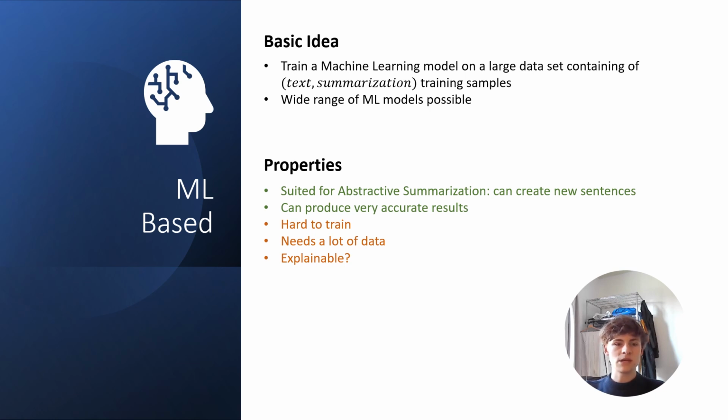Machine learning methods are capable of creating new words and thus suited for abstractive summarization. However, they might be hard to train due to the high complexity and require a lot of data, and the model can act as a black box and therefore not be explainable.